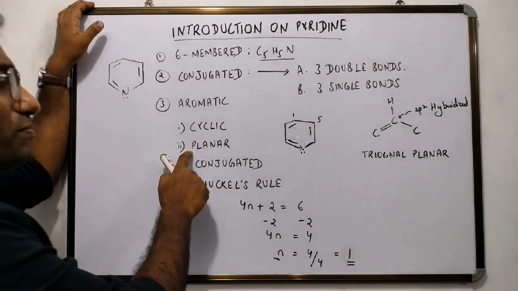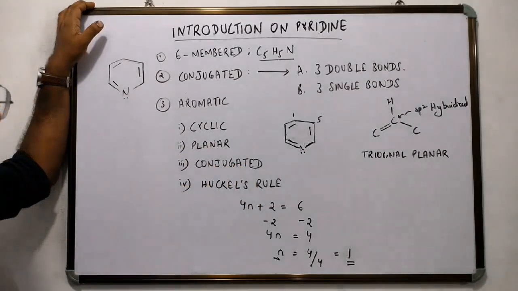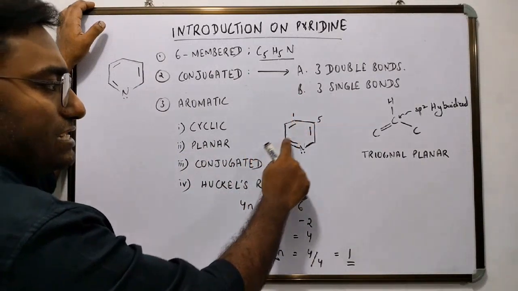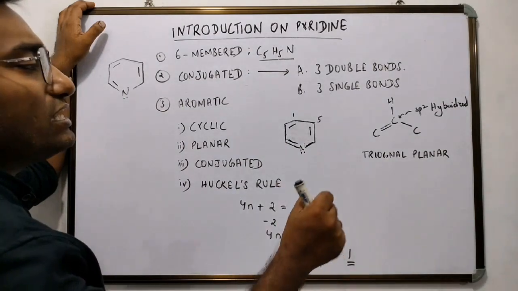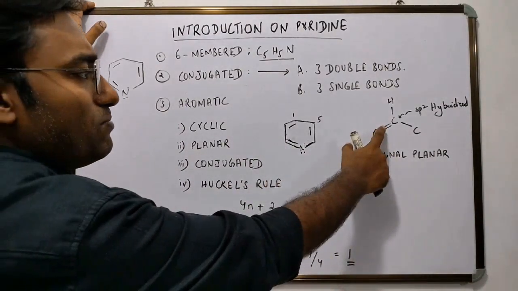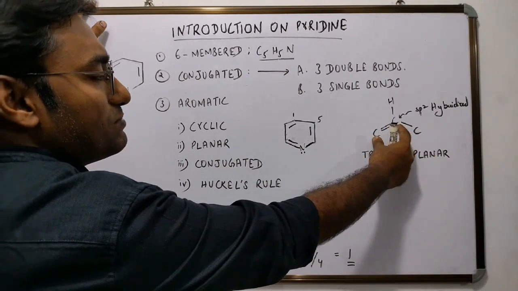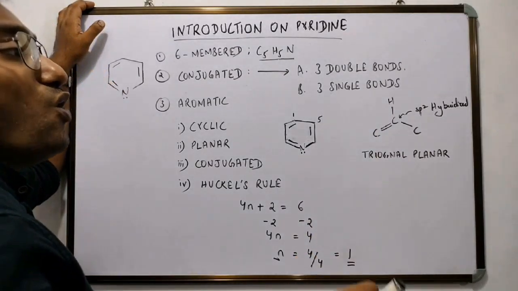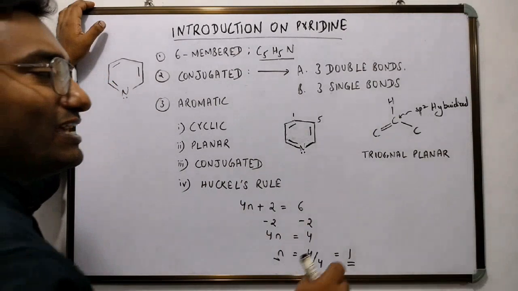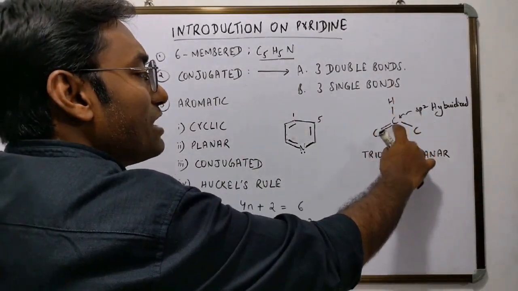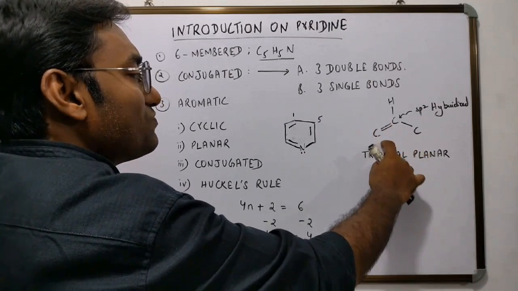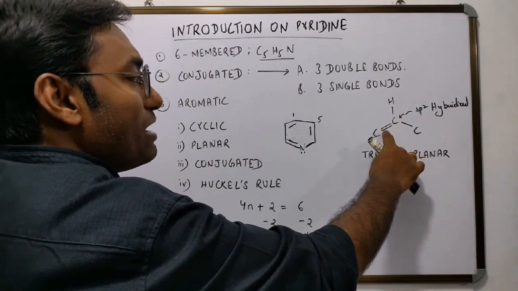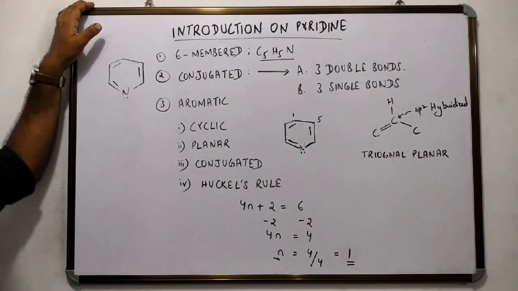Condition number 2, the molecule should be planar. If you look at the structure of pyridine, each of the carbon atoms of pyridine is a doubly bonded carbon atom. For a double bond to appear between 2 carbon atoms, the 2 carbon atoms should undergo sp2 hybridization and there should be an unhybridized p orbital in each of the carbon atoms such that they overlap and form the pi bond or the double bond.